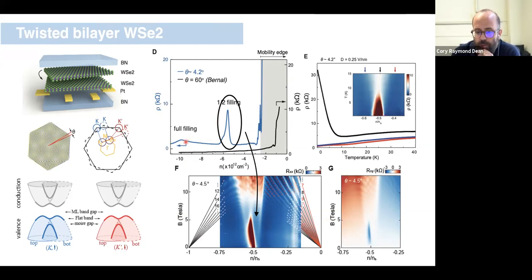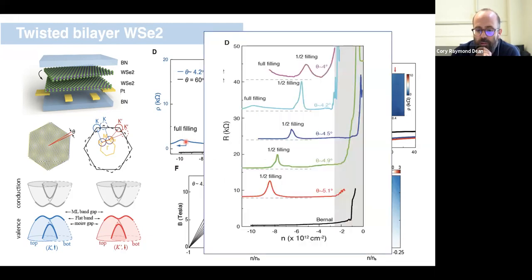Okay, so we think that we identify these features correctly. So now what we can do is vary the twist angle and see what happens. So as we vary the twist angle, the device we were just looking at was 4.2 degrees here. We can go to larger and larger twist angle.